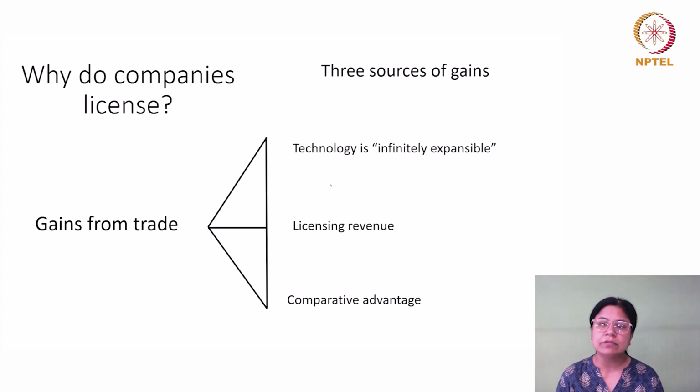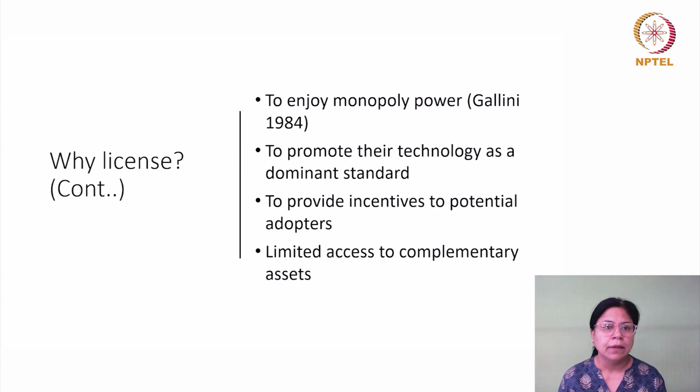So given these three sources through which the gain will accrue to the companies by licensing. Now apart from that, the companies will be able to enjoy monopoly power to promote their technology as a dominant standard and to provide incentive to the potential adopter, and again, like we said earlier, limited access to complementary assets. So these four points also will support the decision of the companies to go for licensing.